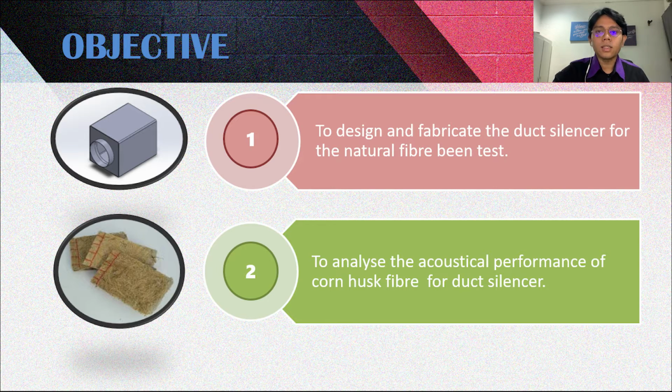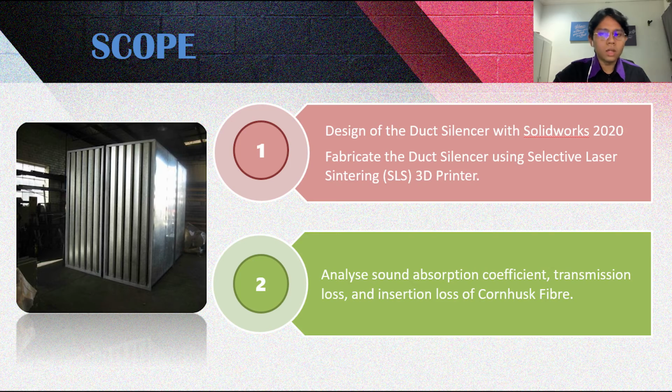Next we will go to the objectives. The first objective is to design and fabricate the duct silencer for the natural fiber bin test. The second objective is to analyze the acoustical performance of coconut husk fiber for the duct silencer. After the objectives, we go to the scope.